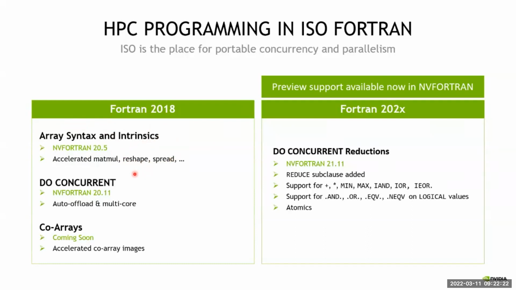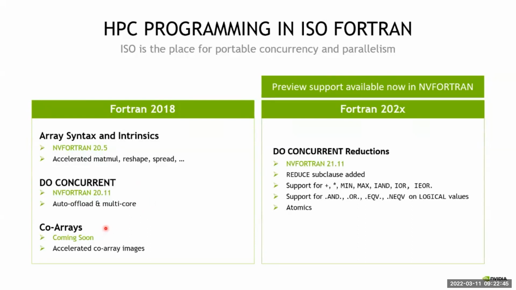Six months later, in the 20.11 release, we added support for Fortran's do concurrent loop. And I'll show you an example of do concurrent here in just a moment. Do concurrent does enable us to build this code to run on multi-core in threads or automatically offload to GPUs. And so you can write one source code that supports both of those architectures.